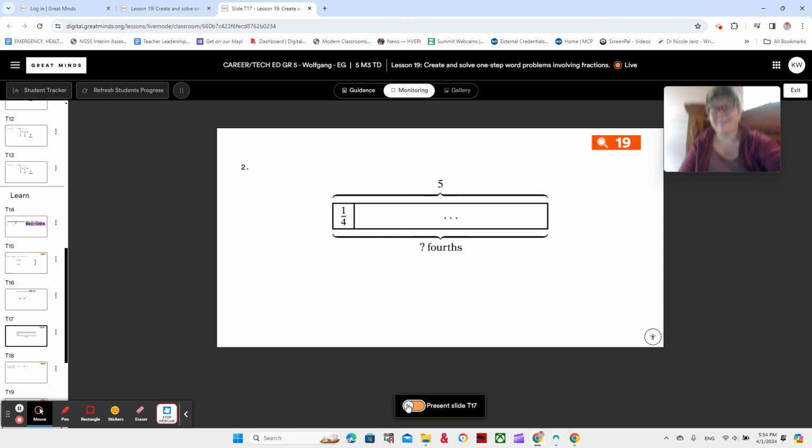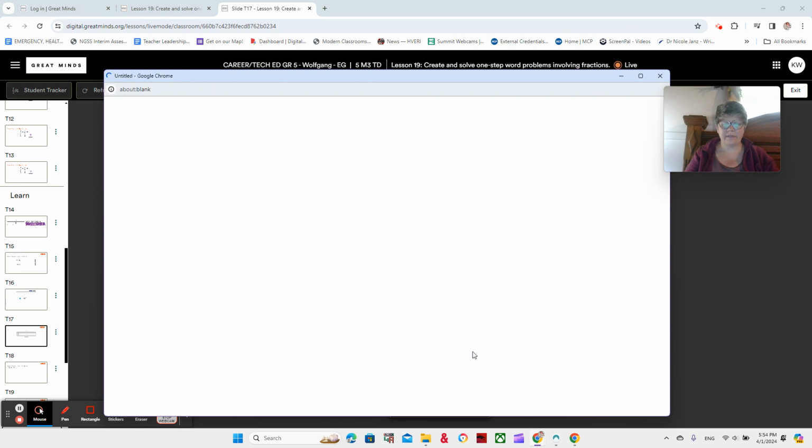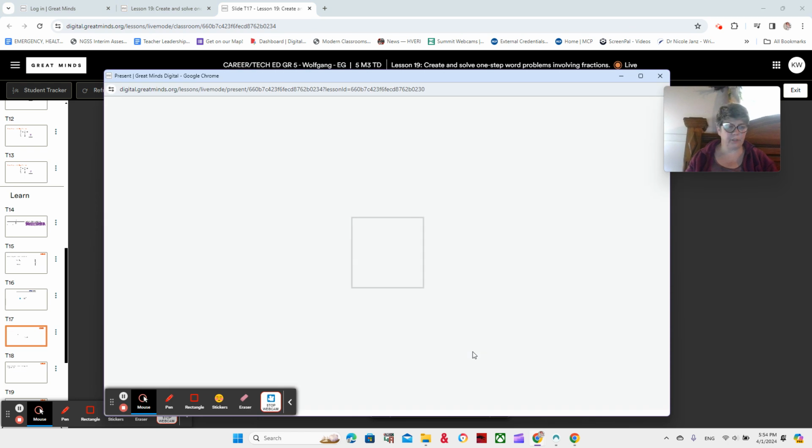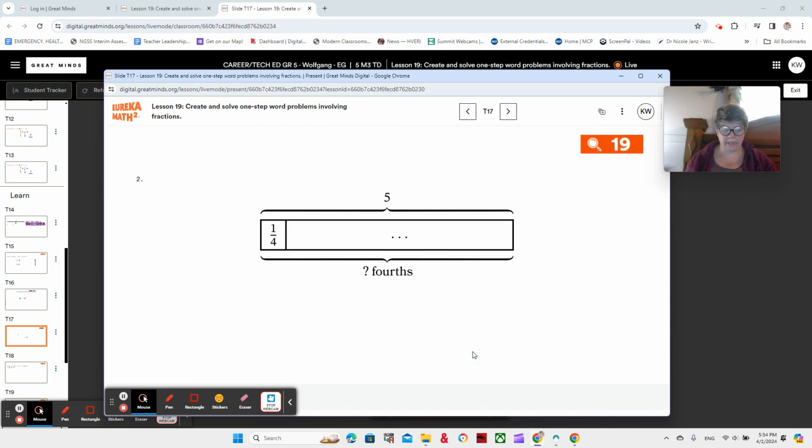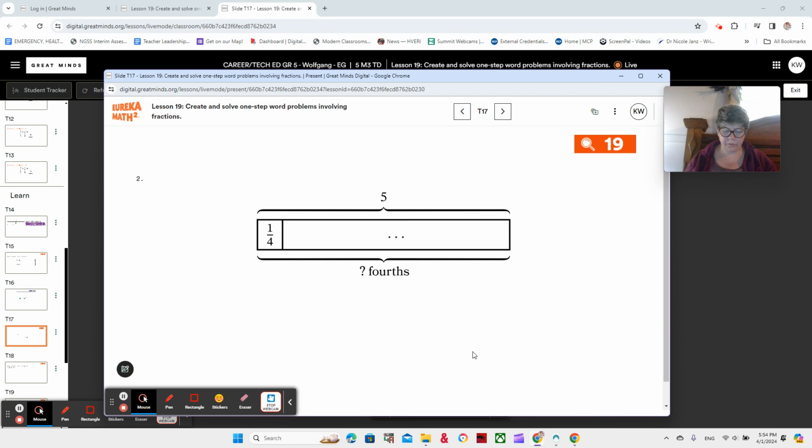Hi guys, here we are in lesson 19 video 2, and as you can see we are on number 2 in your book, and we have another tape diagram. So let's look at this new tape diagram and see what we notice.